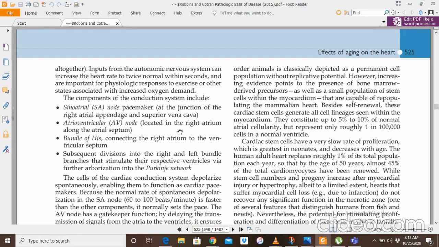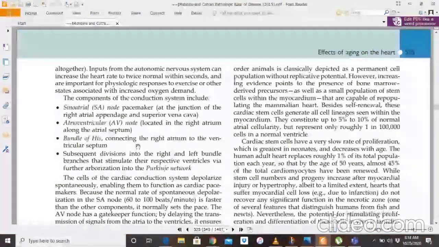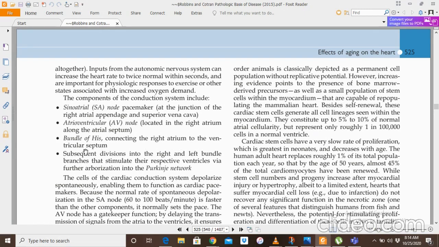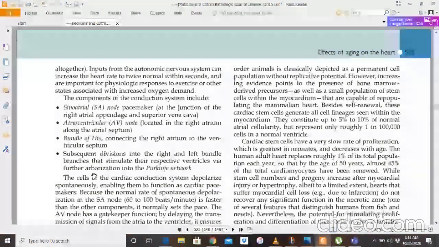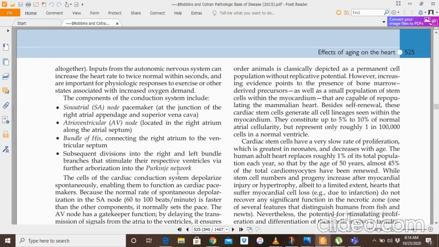I will show you the diagram. The atrioventricular node is located in the right atrium along the atrial septum. The AV node is present close to the atrial septum, while the SA node is present close to the opening of the superior vena cava in the right atrium. The bundle of His connects the atria to the ventricular septum, with subsequent divisions into right and left bundle branches that stimulate their respective ventricles via further arborization into the Purkinje network.